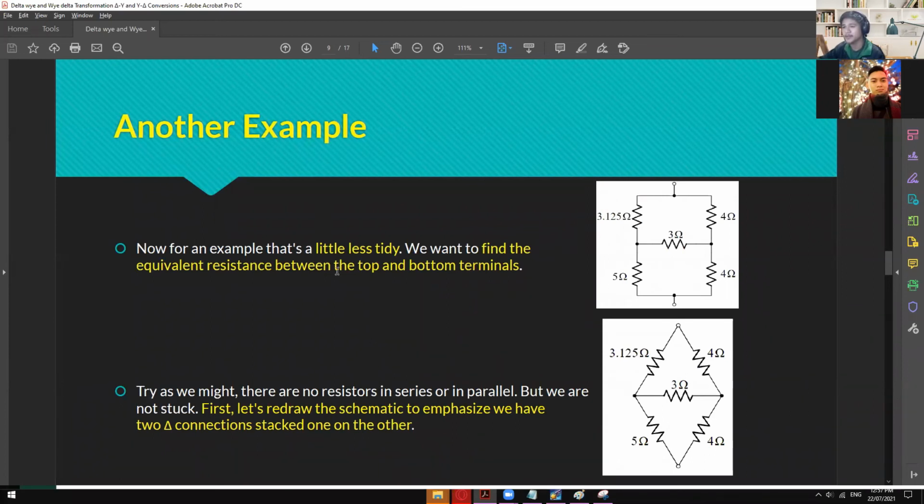Okay, now for an example that's a little less tidy, we want to find the equivalent resistance between the top and bottom terminals. Try as we might, there are no resistors in series or in parallel, but we are not stuck. First, let's redraw the schematic to emphasize we have two delta connections stuck one on the other. Ito yung makikita nyo initially when it comes to your quizzes, exams.